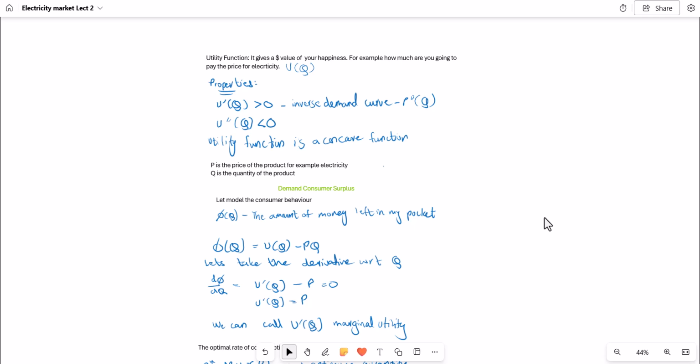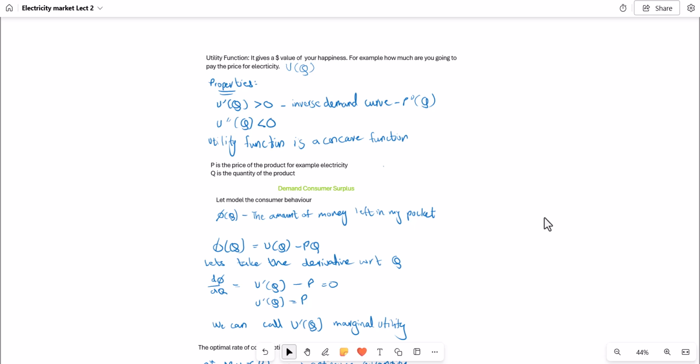Hi guys, today we will study electricity markets, and in this lecture we will just define some of the basic terms like utility function, cost function, and explain the demand and suppliers behavior and how to derive them, and also why electricity market is necessary. So let's see. Okay, so first is utility function.